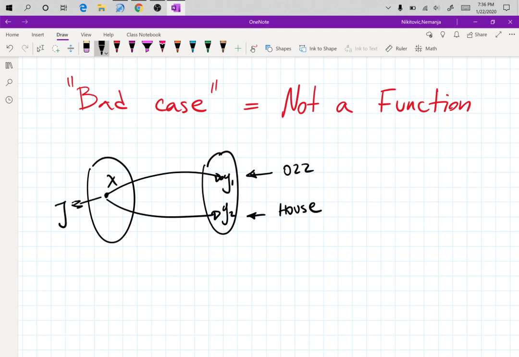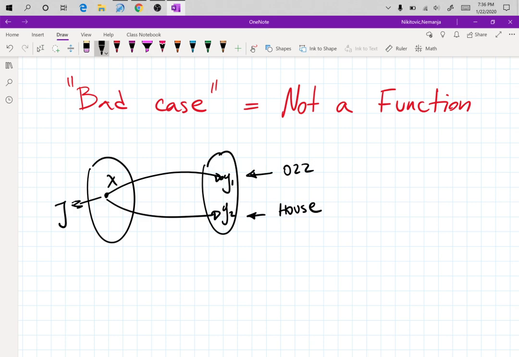Now, with the wonders of technology, you can be sitting at home and watching this and totally not be in a classroom, but you are physically not in the classroom, right? So you see that you have the case where a single x value gives you two different y values, and that ruins uniqueness.